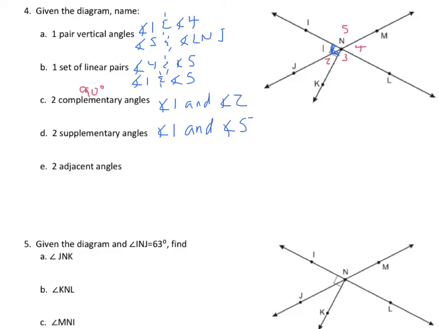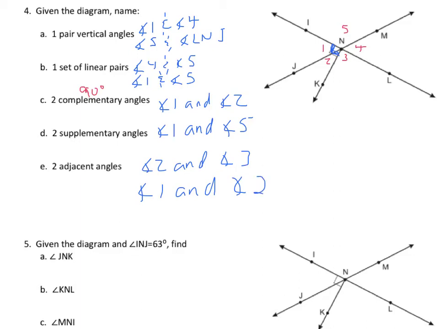And two adjacent angles. Adjacent has a more specific meaning. You have to have a side shared. So two adjacent angles, I could easily say, is angle 2 and angle 3. But I could also say angle 1 and angle 2. There's quite a few here.